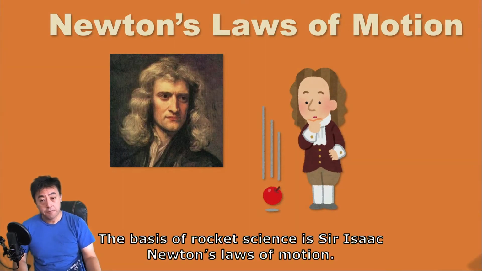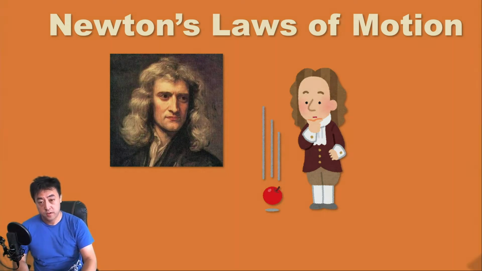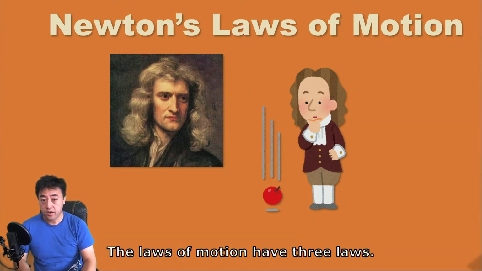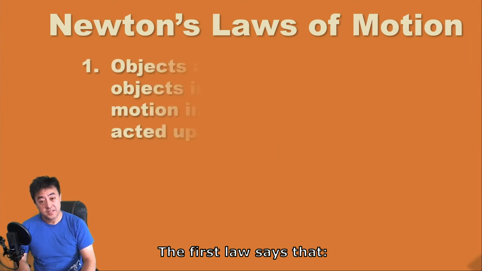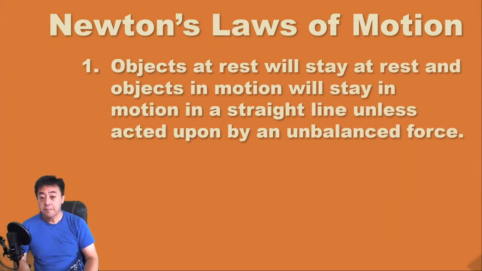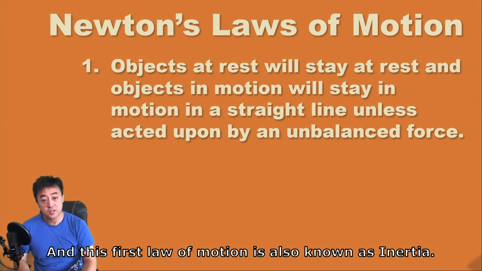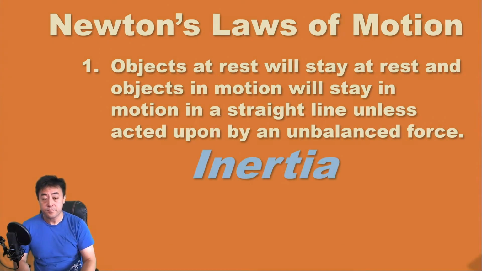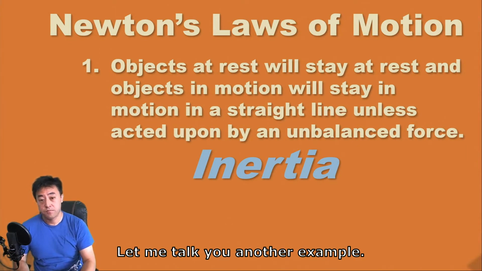The basis of rocket science is Sir Isaac Newton's laws of motion. The laws of motion have three laws. The first law says that an object at rest will stay at rest and an object in motion will stay in motion in a straight line unless acted upon by an unbalanced force. And this first law of motion is also known as inertia.